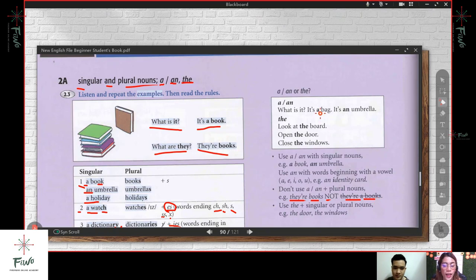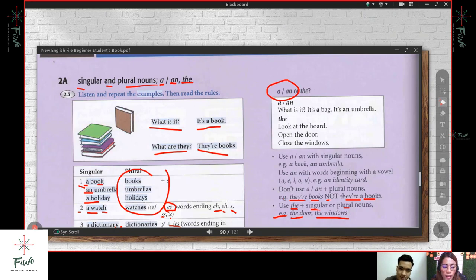Okay? Again, do not use a for the plural nouns. A books, an umbrellas, a holidays. That is wrong. Instead, use the with singular or plural nouns. For example, the door. The door and the windows.